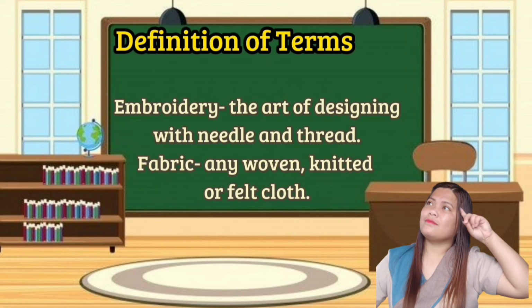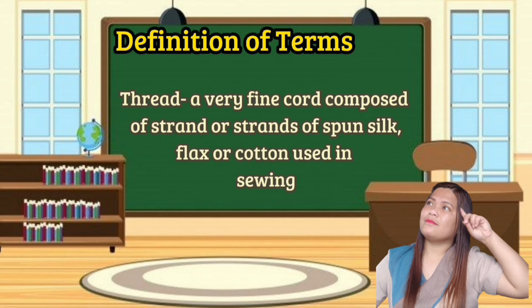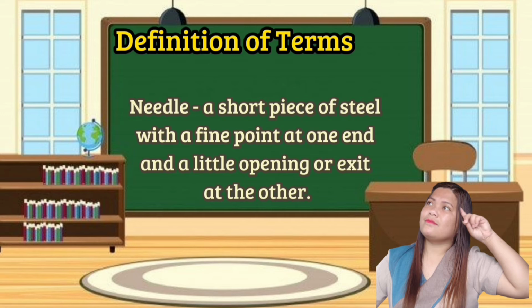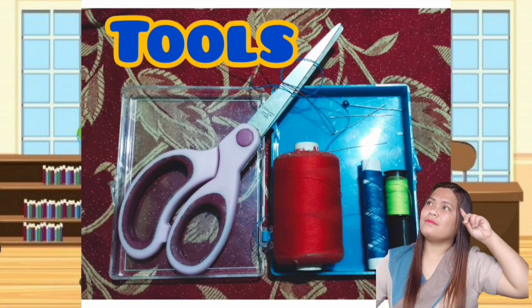Let's start with the definition of terms. Embroidery, the art of designing with needle and thread. Fabric, any woven, knitted or felt cloth. Thread, a very fine cord composed of a strand or strands of spun silk, flax, or cotton used in sewing. Needle, a short piece of steel with a fine point at one end and a little opening or eye at the other. Next are the tools. These are the common tools that can be found at home: the scissors, thread, and needle.